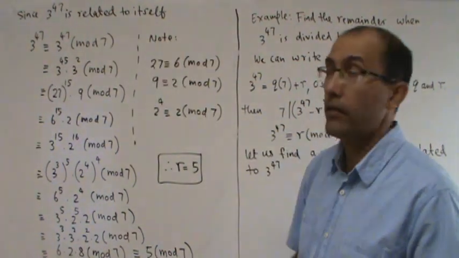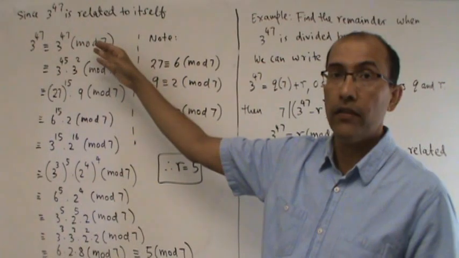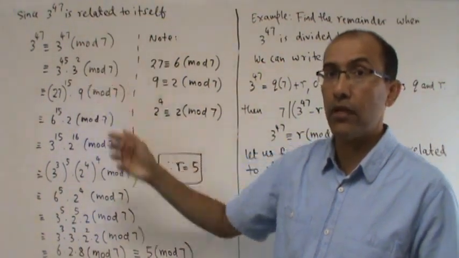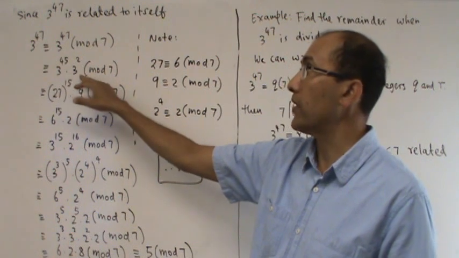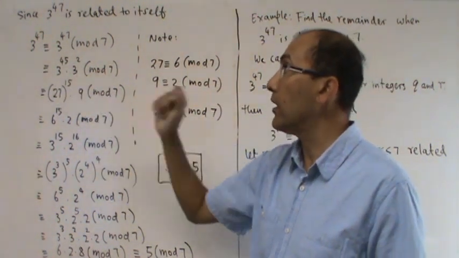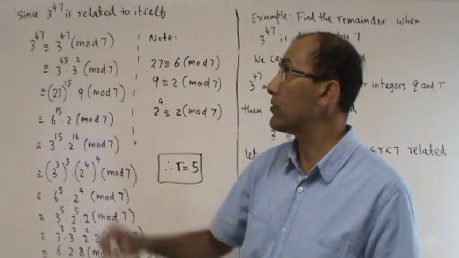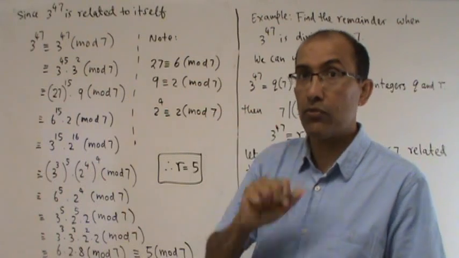Let's see what 3 to the 47 is related to. It's related to itself. So what we are trying to do is to use our rules to simplify this. 3 to the 47 is 3 to the 45 times 3 squared, and I can use the congruence multiplications to get to that. The idea is to bring it down to smaller numbers.